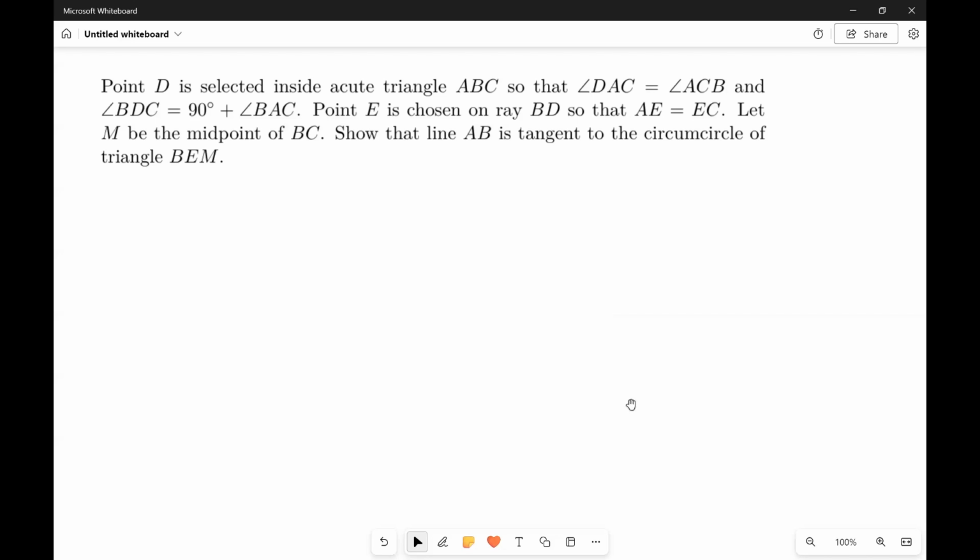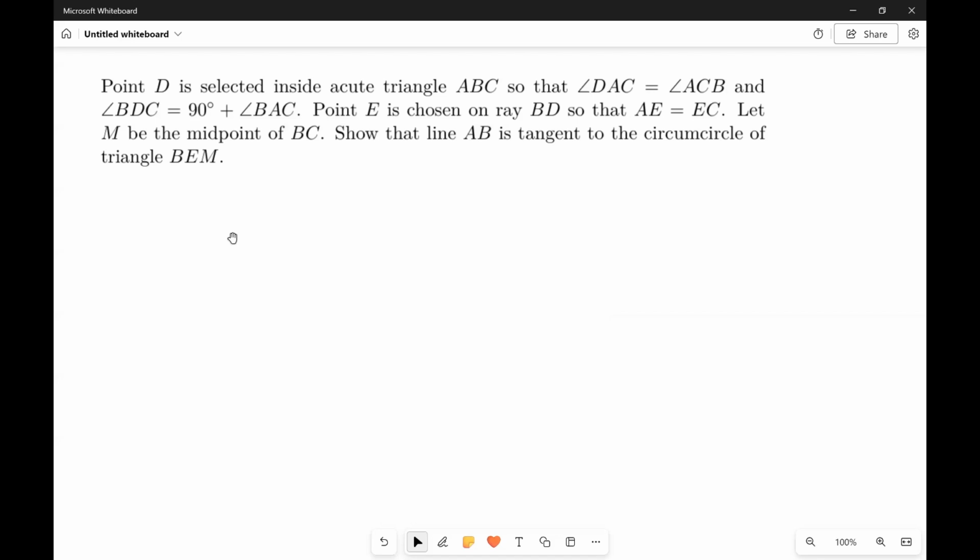Now, what is this problem that actually stumped everyone? Well, it's shown over here. Point D is selected inside acute triangle ABC, such that angle DAC is equal to angle ACB, and angle BDC is equal to 90 degrees plus angle BAC. Point E is chosen on ray BD, such that AE equals EC. Let M be the midpoint of BC. Show that line AB is tangent to the circumcircle of triangle BEM.